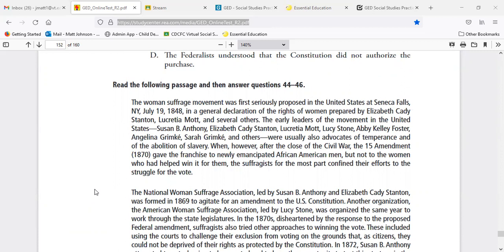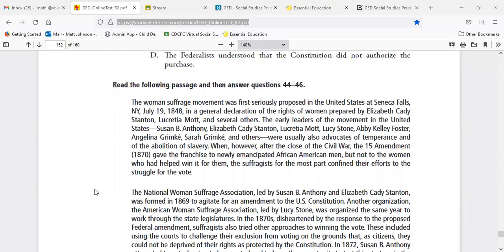The early leaders of the movement in the United States, Susan B. Anthony, Elizabeth Cady Stanton, Lucretia Mott, Lucy Stone, Abby Kelley Foster, Angelina Grimke, Sarah Grimke, and others were usually also advocates of temperance and of the abolition of slavery. When, however, after the close of the Civil War, the 15th Amendment in 1870 gave the franchise to newly emancipated African-American men, but not to the women who had helped win it for them, the suffragists, for the most part, confined their efforts to the struggle for the vote.